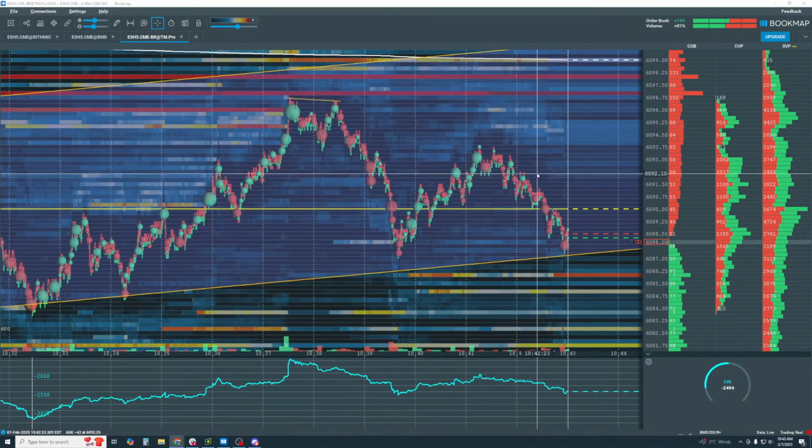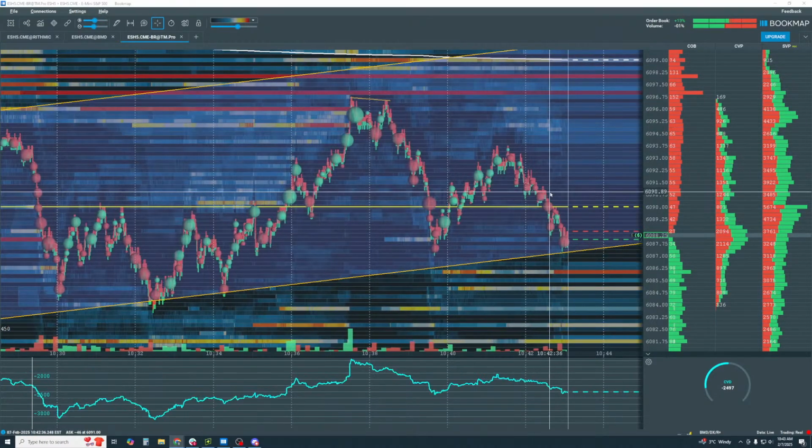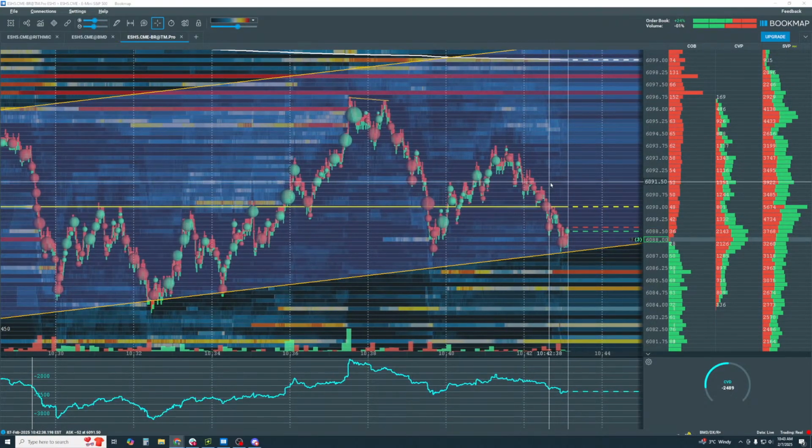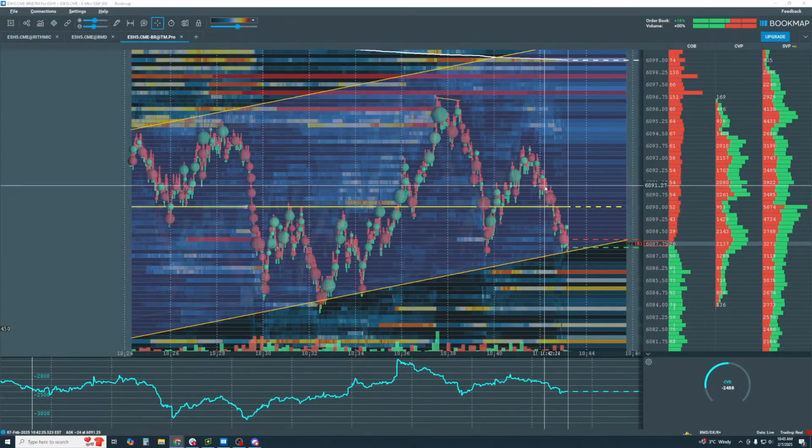Okay? Now you just need to repeat it and hone it and get good at it. We recommend that you use the replay mode to help you. You can record this data in Bookmap and then replay it later.